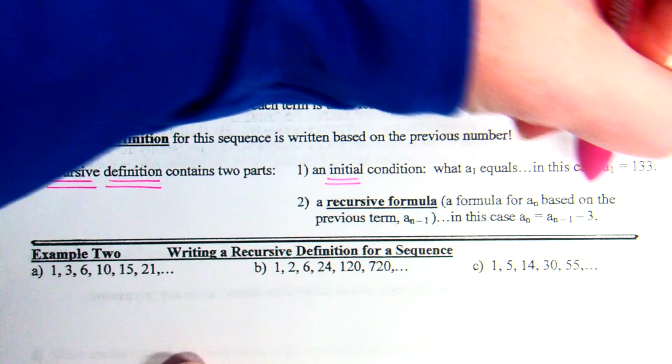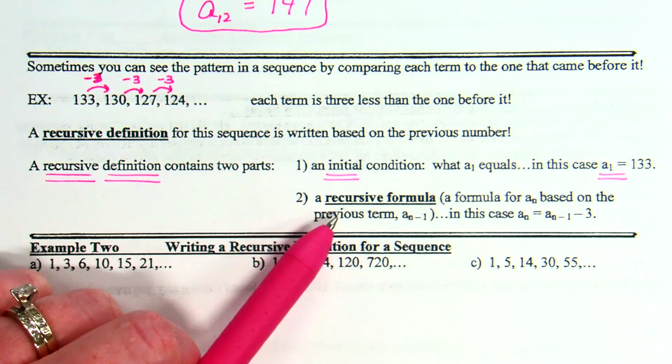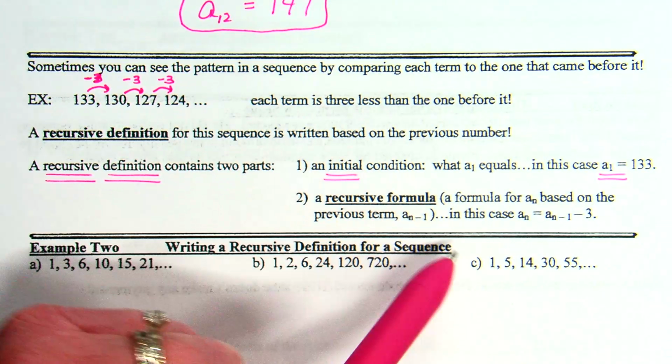And so, in order to give an initial condition, A of 1 equals. So what is the first term? When you're given a recursive definition, you have to have that first term. Because if you're always going to have to go back to the previous term, we have to have a starting place, don't we? And if we don't have that starting place, we can't do anything with this.